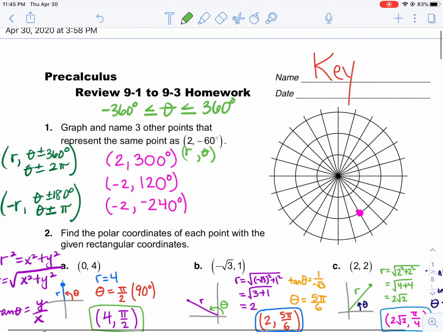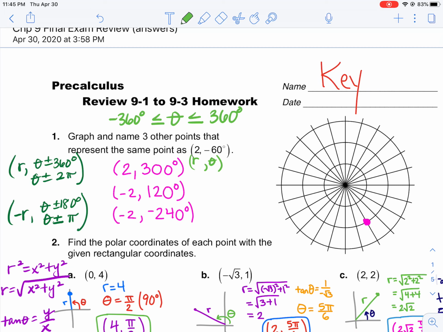Okay, so you can either do this graphically, but most of you like using this rule over here. We can find 2 other points by using these rules. The first one is (2, -60°). If I want to keep the same r value, then I'm going to take my angle measure and either add 360 degrees or subtract 360 degrees.